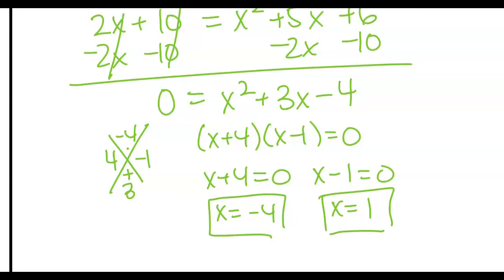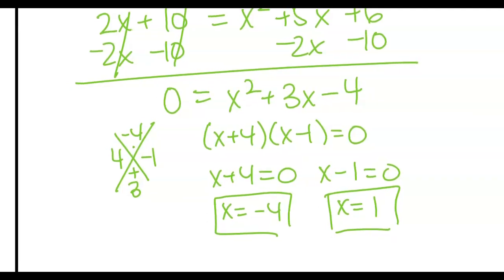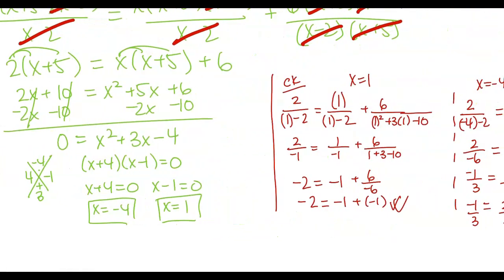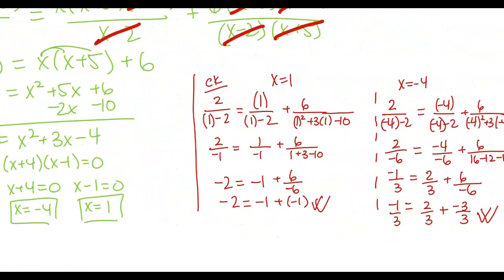Now for the fun part, we need to check. So of course, I already checked. So here's my check step. I checked them for both. So it looks like for x equals positive 1 right here, both sides of your equation are going to match. So negative 2 is going to equal negative 1 plus negative 1. Negative 1 plus negative 1, guys, is just negative 2. So that's going to be a solution.